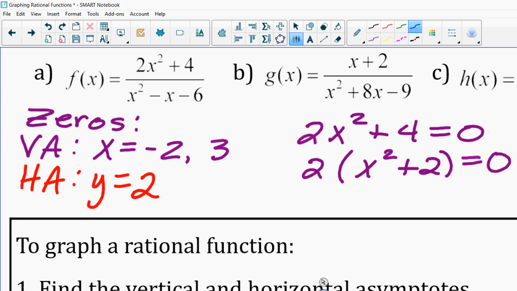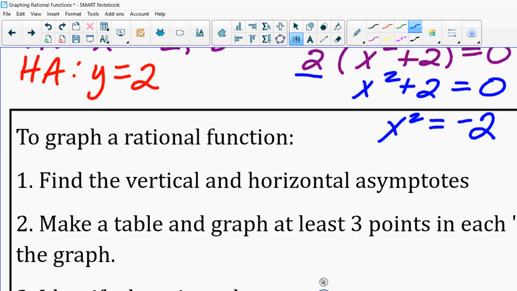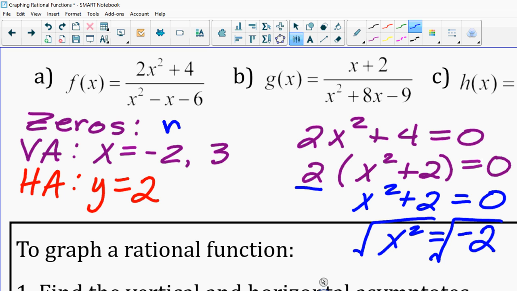Okay, so we factored it, so now we set each factor equal to 0. Can 2 equal 0? Now throw it out. When does x squared plus 2 equal 0? That's right. Subtract 2 from both sides. Square root. What's the square root of negative 2? That's imaginary, isn't it? You cannot graph an imaginary number. When you have to take the square root of a negative number, that means there aren't any zeros. This curve never crosses the x-axis. So you're going to say none.